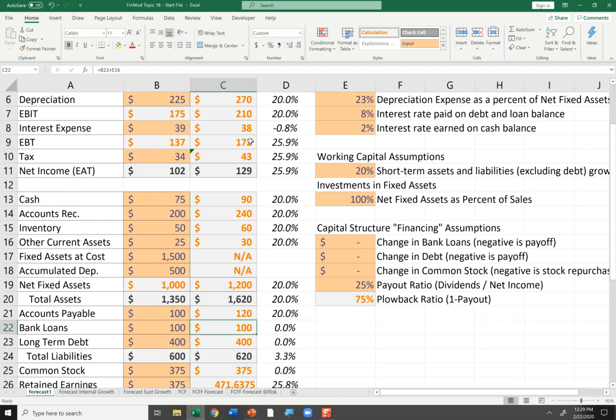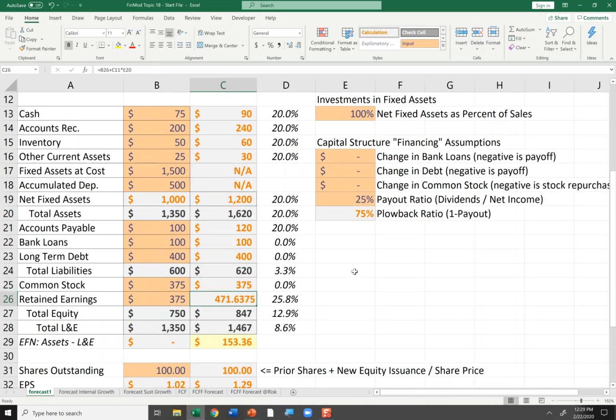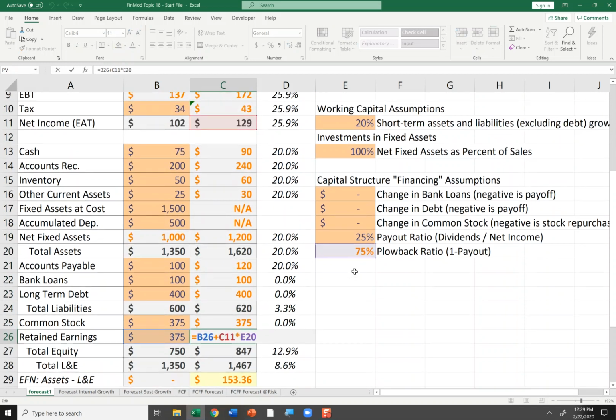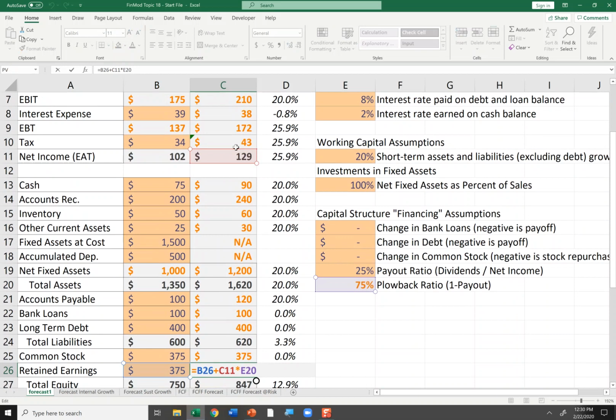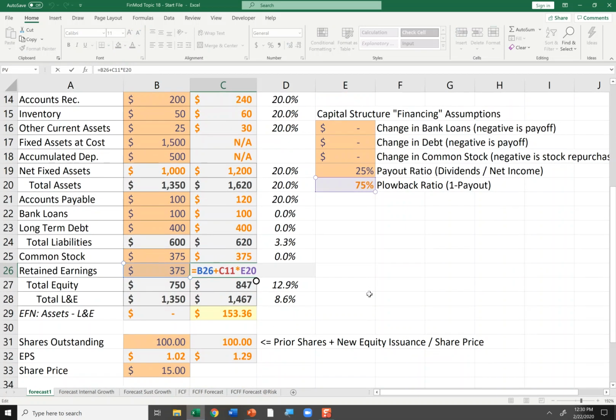And now let's look at some long-term financing. My bank loans, I'm going to take prior levels plus change in bank loan. Let's assume no change in bank loan. Long-term debt is the prior level plus the change in debt. Common stock is the prior level plus the change in common stock. So in the first pass, we just don't change any long-term financing, either bank loans, debt, or common stock. And there's my payout ratio. So if we come down to retained earnings, it is the prior year's level, 375, plus this year's net income times 75%. That's the percent of the net income that is not paid out as a dividend.